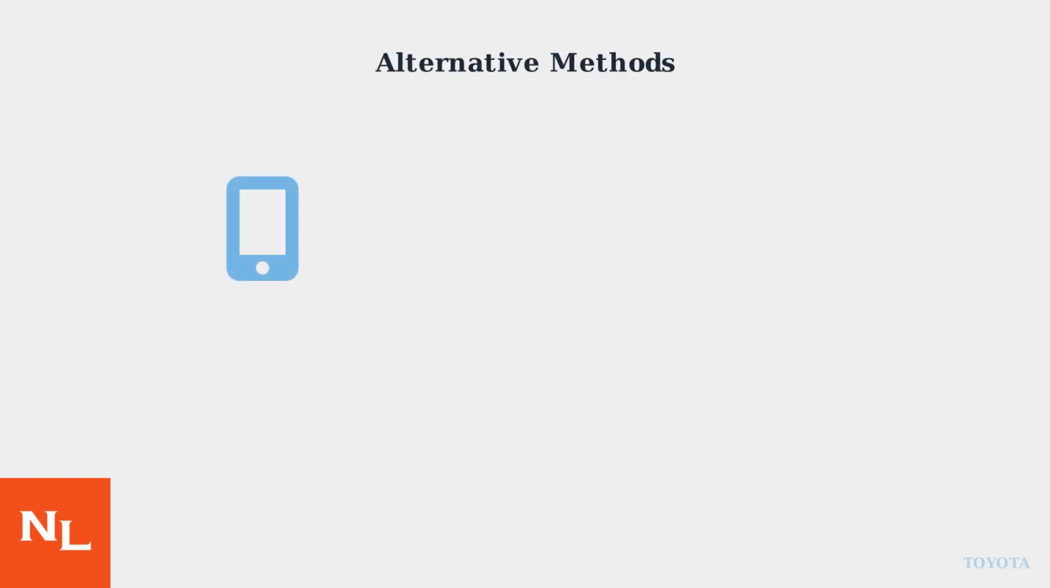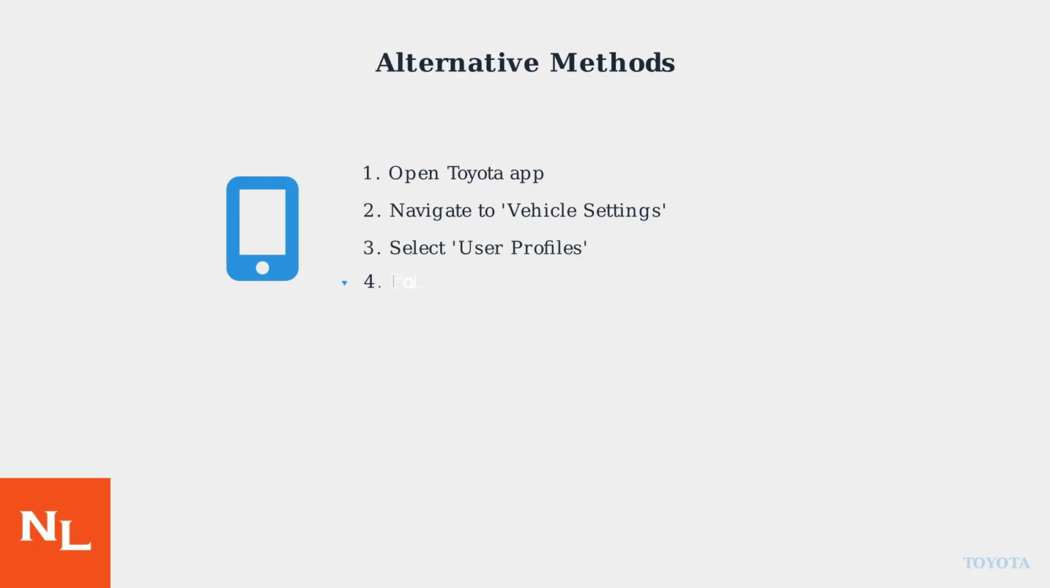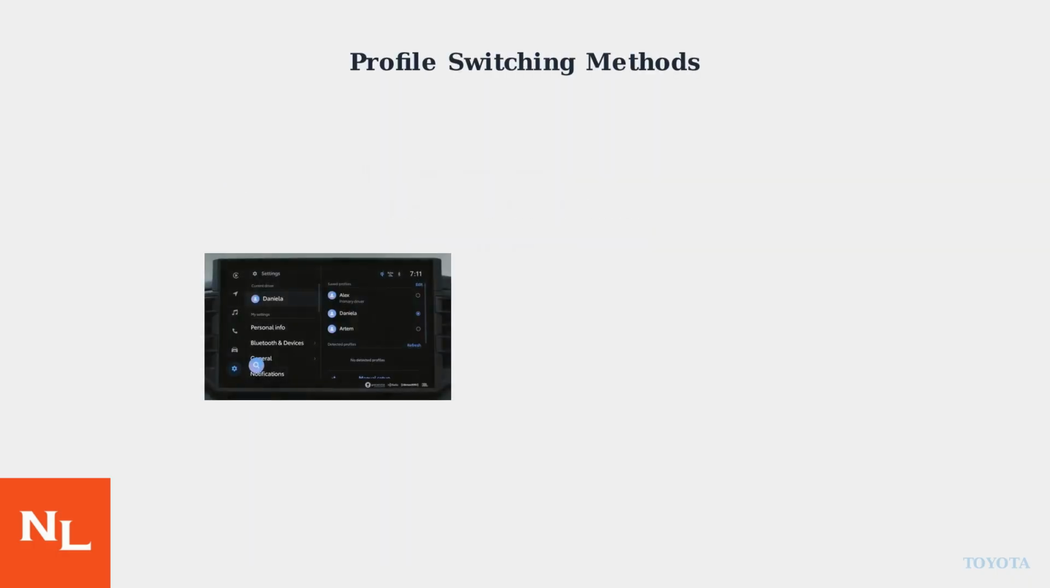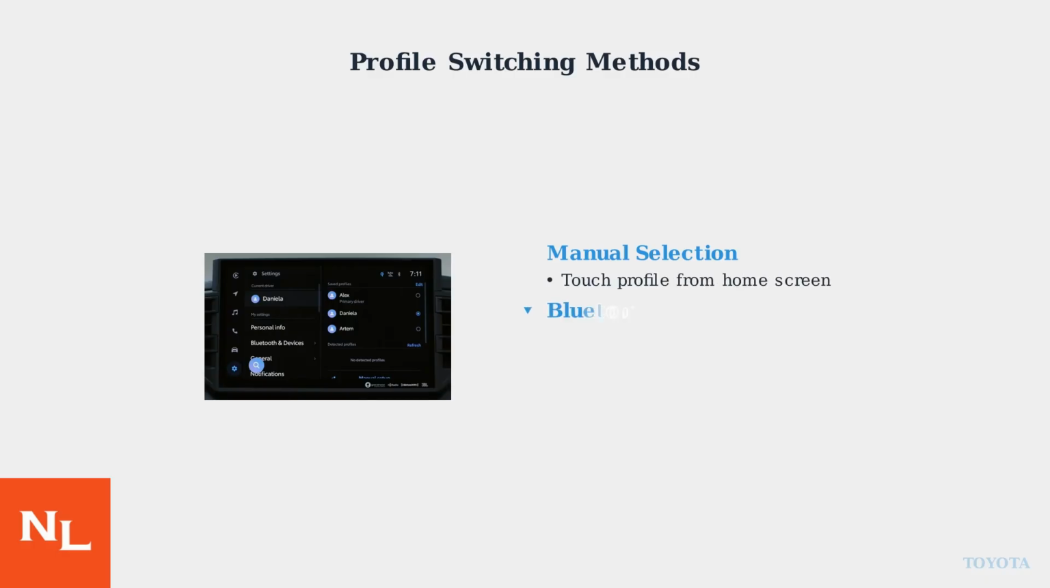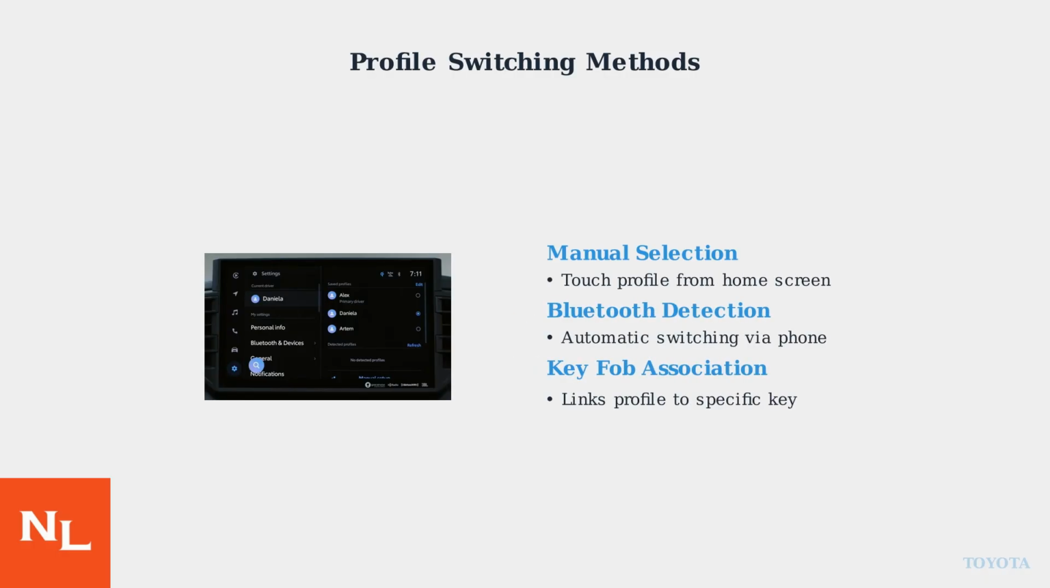For newer Toyota models from 2023 onwards, there's an even more convenient way to manage profiles using your smartphone and the Toyota Connected Services app. Once you've set up profiles, there are multiple ways to switch between them. The system offers manual selection, automatic switching, and even key fob association for seamless transitions.